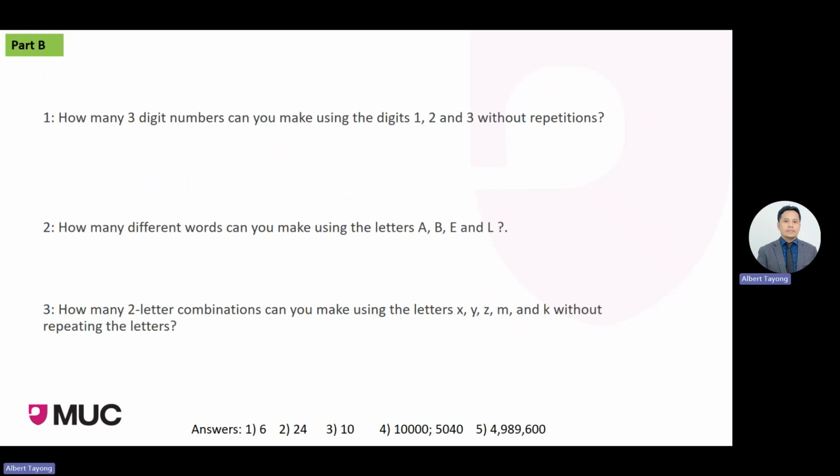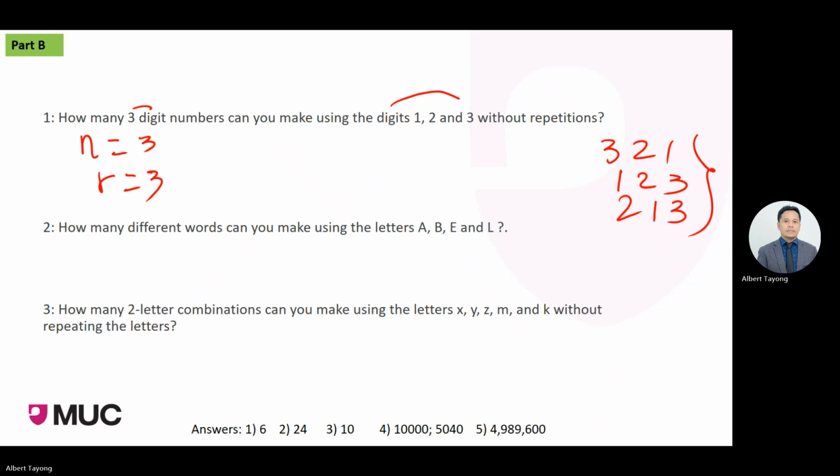So next is part B. How many 3-digit numbers can you make using the digits 1, 2, and 3 without repetitions? So 3-digit numbers, right? So our N here is 3, and our R is also 3, because we're going to form 3-digit numbers like 3, 2, 1, 1, 2, 3, 2, 1, 3. These are the examples. So it means we're going to use all the digits every time, because we're going to form 3-digit numbers.